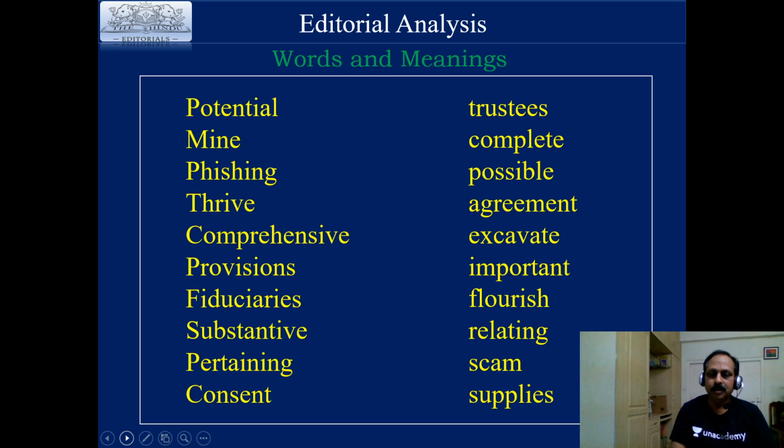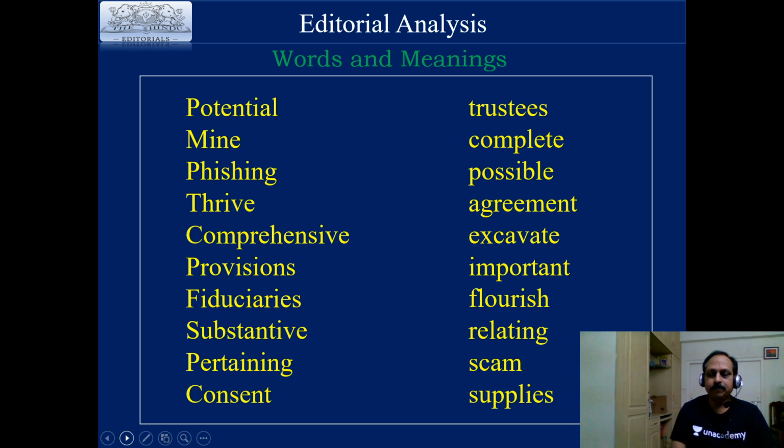You have to look at the words and you have to respond. Potential means possible. What is the second word here? Mine. Usually it goes with geology, mining, but here it has a different meaning. What is the meaning of mine? In this context, it means excavate or extract. Mining, information, extracting information.